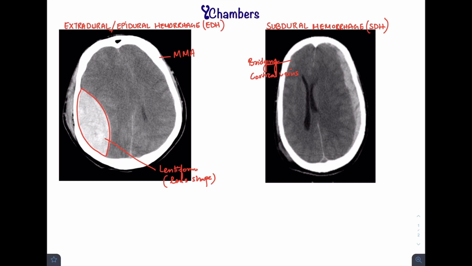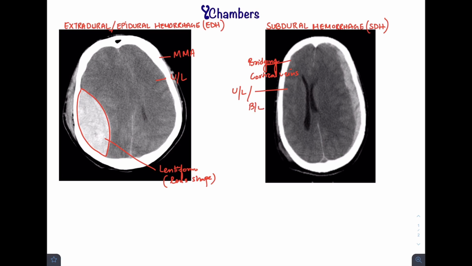So what is the clinical difference? Mostly, in extradural hemorrhage, the site of the injury is usually unilateral, but the same is not true for subdural hemorrhage. Subdural hemorrhage can be unilateral or bilateral.